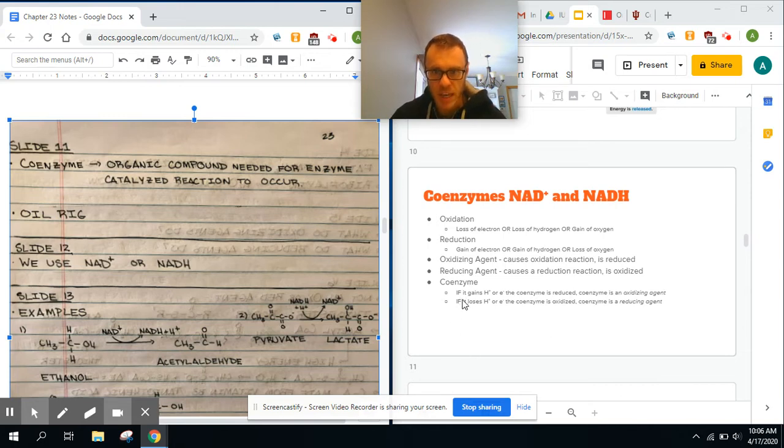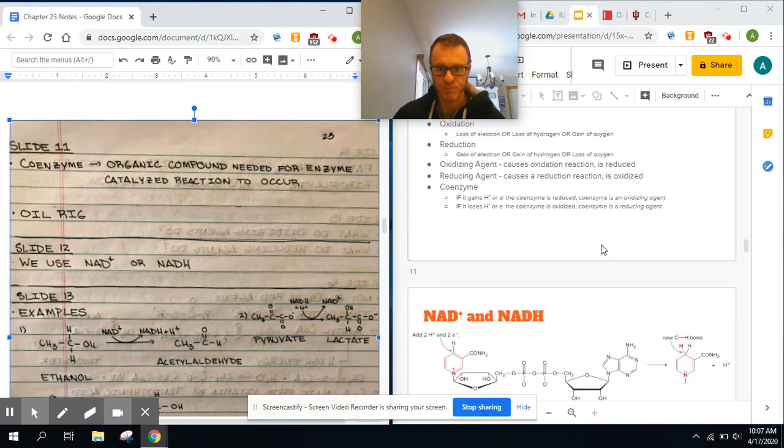All right, here we go. See, these are two big ifs right here. If this coenzyme gains H plus or electrons, the coenzyme is reduced. Therefore, it's an oxidizing agent. If it loses H plus or electrons, the coenzyme is oxidized. That means it's a reducing agent. Okay, we gotta put that together. So here, NAD plus is going to gain an H. If it gains an H, that's oxidizing. This right here, NAD plus, is an oxidizing agent. NADH is a reducing agent.